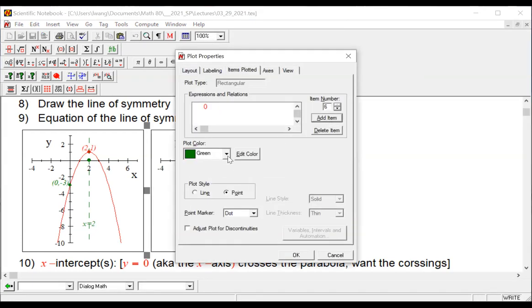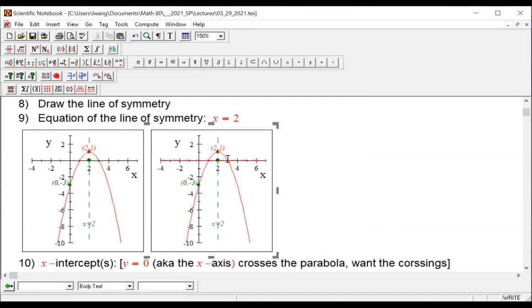Okay, so for the crossing, I'm going to use a red broken line, maybe a little thicker, to emphasize that crossing. And we're interested in these two points. How do we find these two points? Can you guys take the lead and try to see if you can find these two points? What do we do?